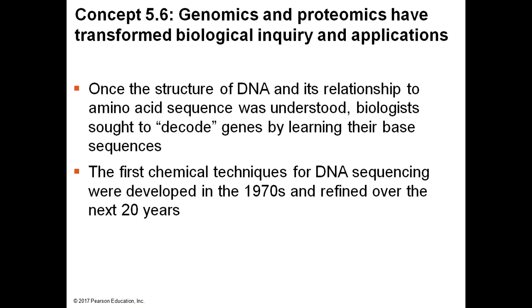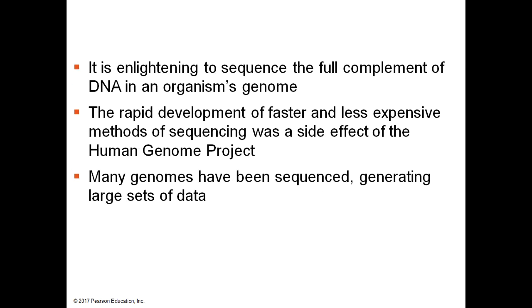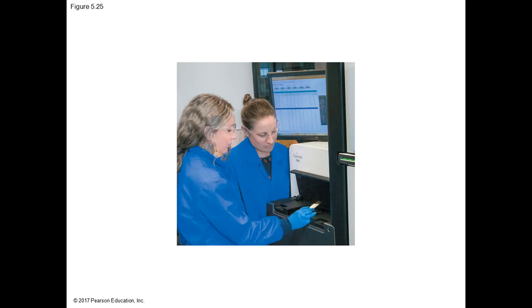Once the structure of DNA and its relationship to amino acid sequence was understood, biologists sought to decode genes by learning their base sequences. The first chemical techniques for DNA sequencing were developed in the 1970s and refined over the next 20 years. It's enlightening to sequence the full complement of DNA in an organism's genome. The rapid development of faster and less expensive methods of sequencing was a side effect of the Human Genome Project. Many genomes have been sequenced, generating large sets of data.